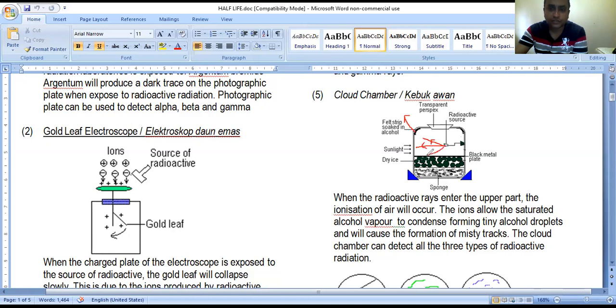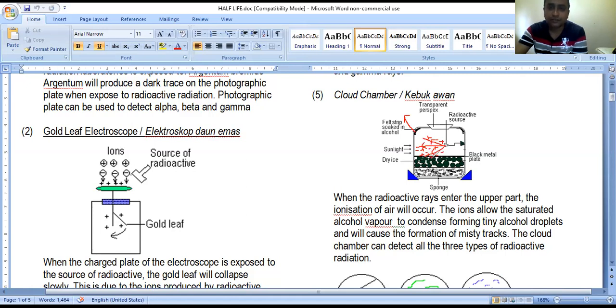So now what happened is, this radioactive substance will emit radiation. When it emits radiation, what happened? It's going to ionize. The air particles will be ionized into positive and negative ions.